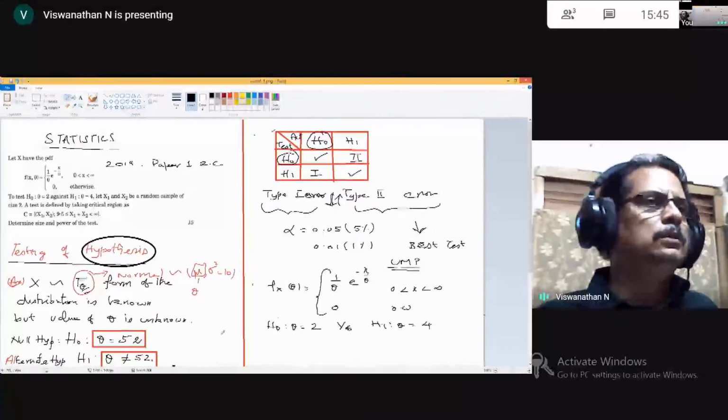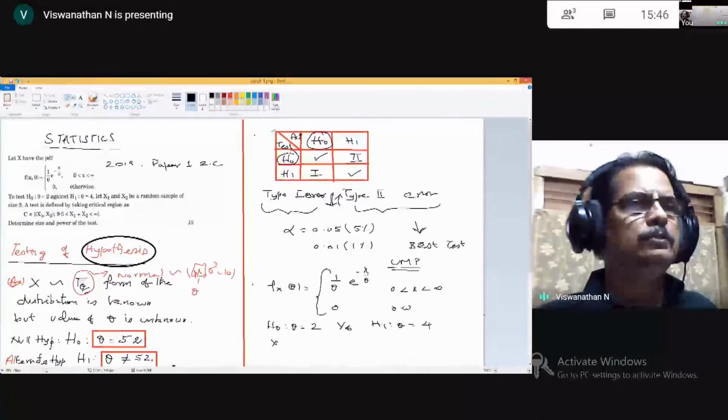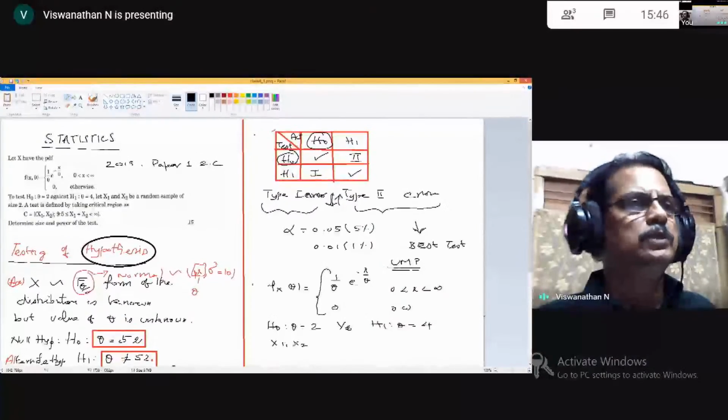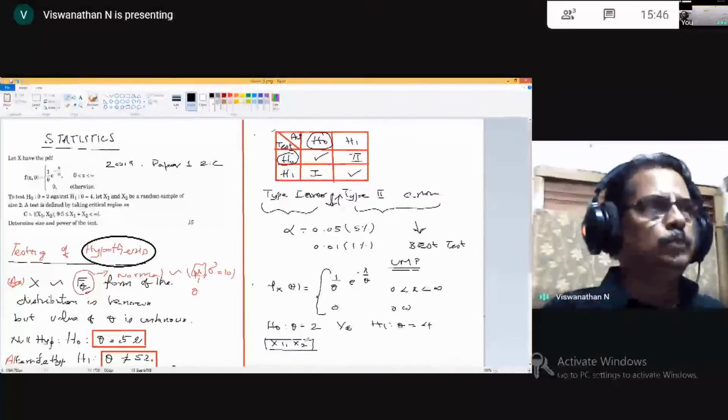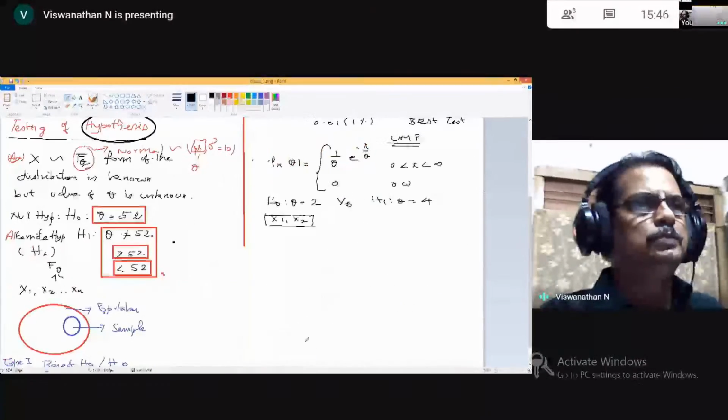Now what about the samples? They say that X1, X2 are a random sample of size 2. They are taking two samples, one is X1 and one is X2. This is a random sample of size 2. They have also given the test procedure.